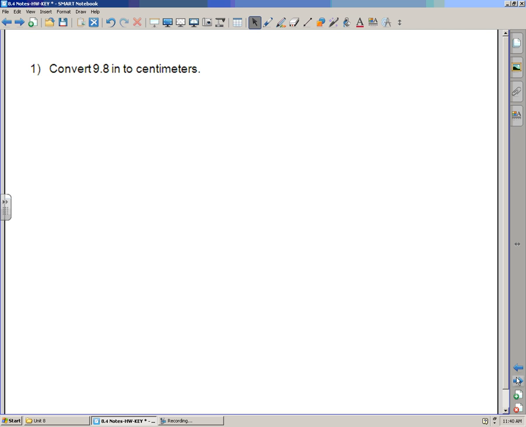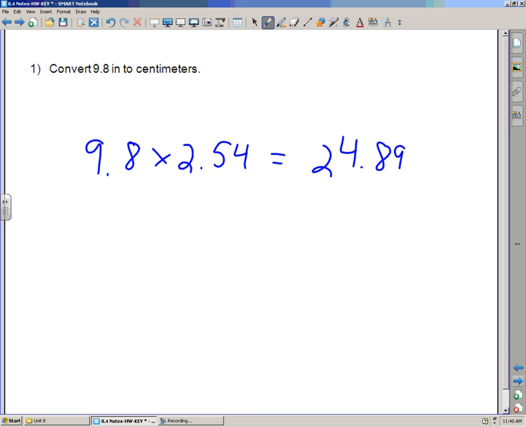So converting 9.8 inches into centimeters, it says what I need to do is multiply my 9.8 by 2.54. It doesn't say anything about rounding, so you're not going to, and the answer comes out to be 24.892 centimeters.